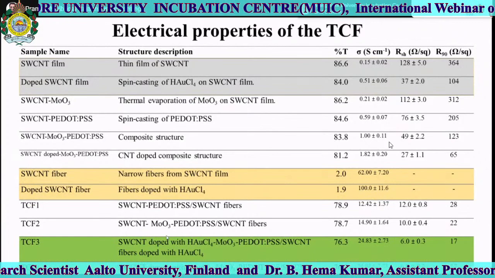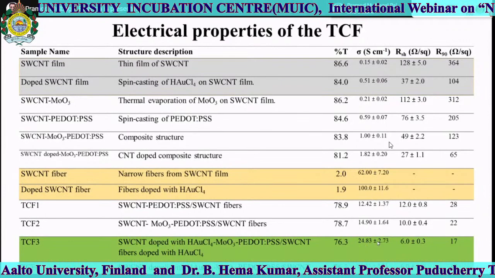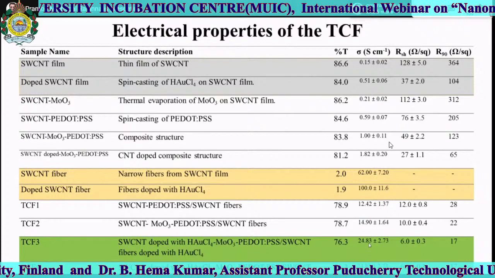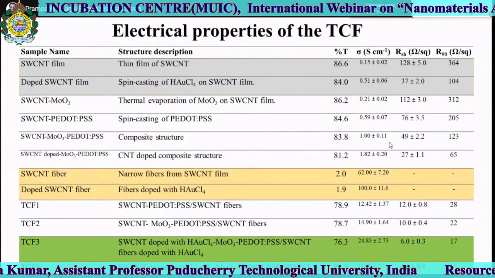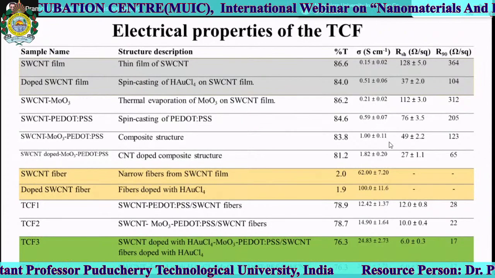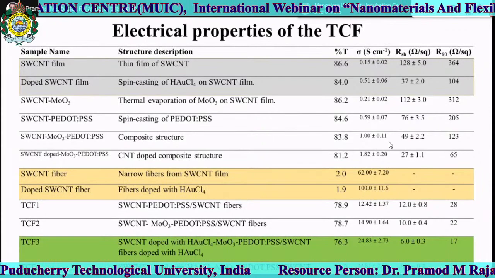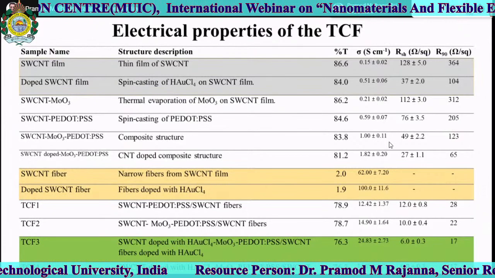And then TCF3 and 4 tend to have the highest conductivity, nearly 25 Siemens per centimeter, when, as I showed you in the structure previously, calculated with an equivalent sheet resistance at 90% transparency of 17 ohm per square, which is very close to what the ITO values could be when it is textured. And this is the highest recorded single-wall carbon nanotube composite transparent conductor, which is P-type. So thereby making this a P-type transparent conductor, which is 17 ohm per square at 90% transparency.